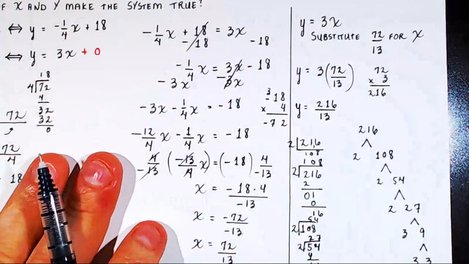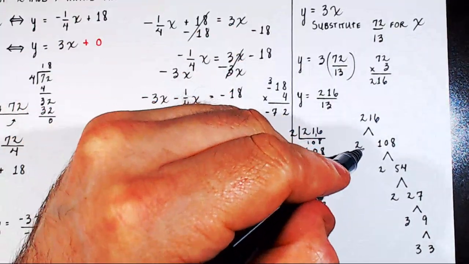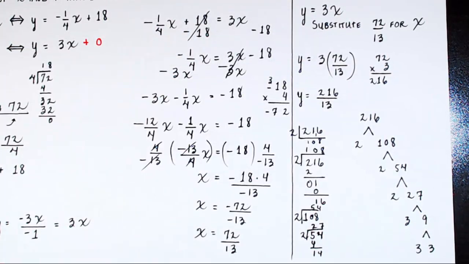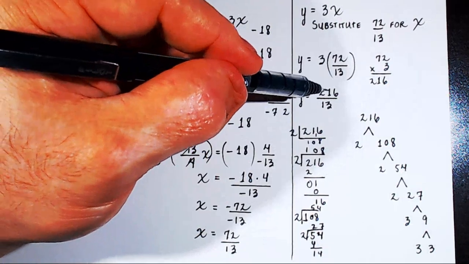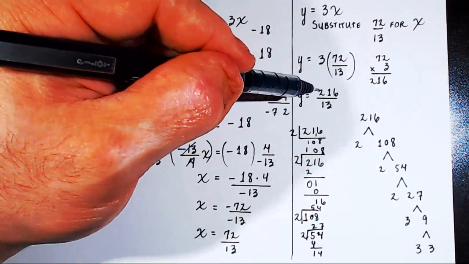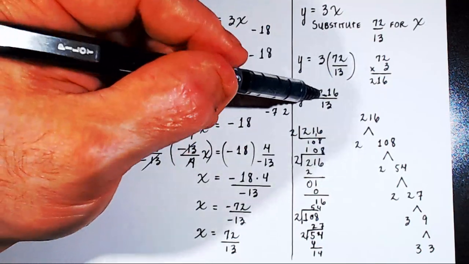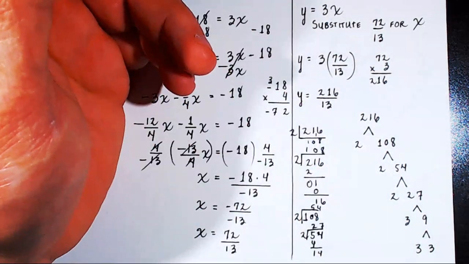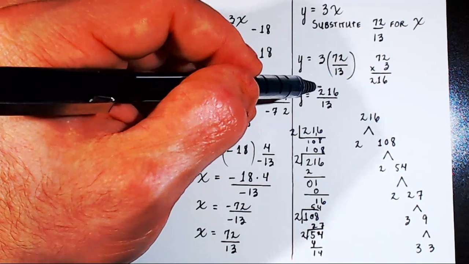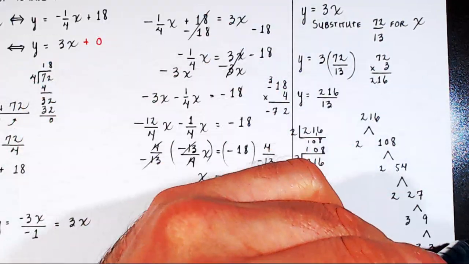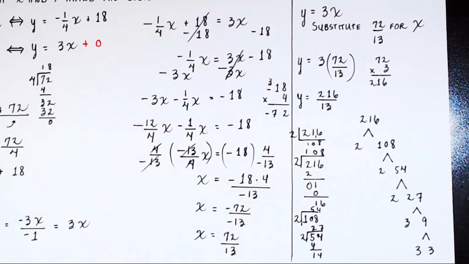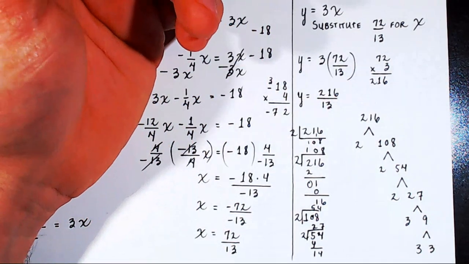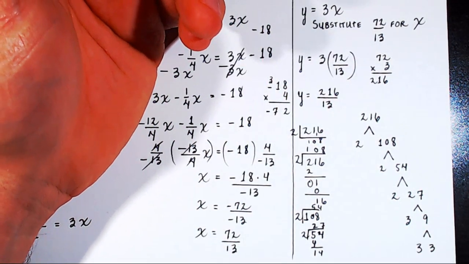So I have 2's and 3's. I don't have any 13's. There was no common number between 216 and 13. So that indicates to me that this is in the most reduced state it could be in. This is the prime factorization of 216.